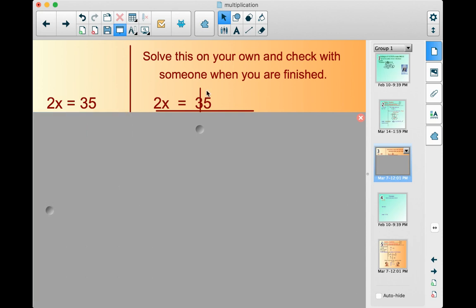All right, so let's try this one on your own. When you've solved it, check with somebody nearby and see if they got the same thing. 2x equals 35. What is x?